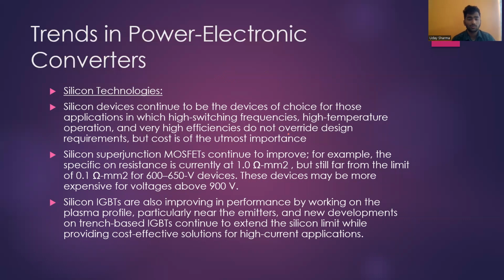Silicon superjunction MOSFETs continue to improve. For example, the specific on-resistance is currently 1 ohm per millimeter square, but still far from the limit of 0.1 ohm per millimeter square for 600 to 650 volt devices. These devices may be more expensive for voltages above 900.